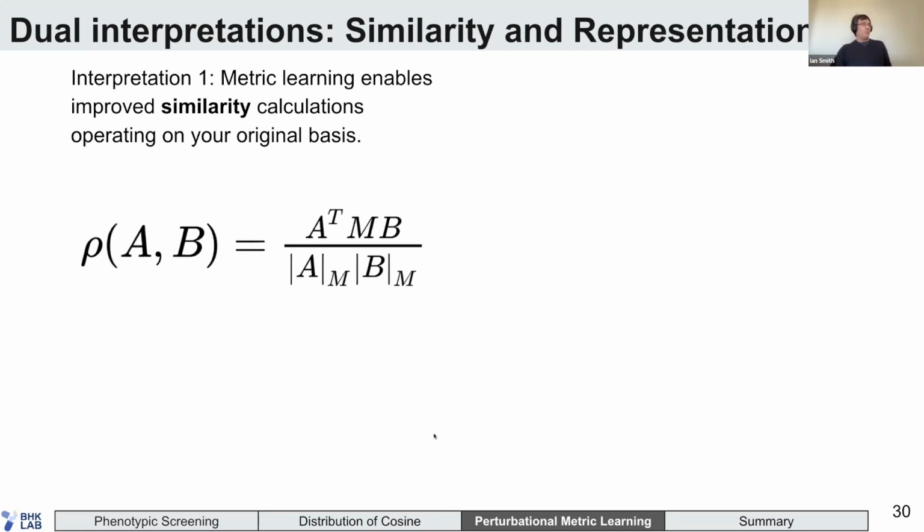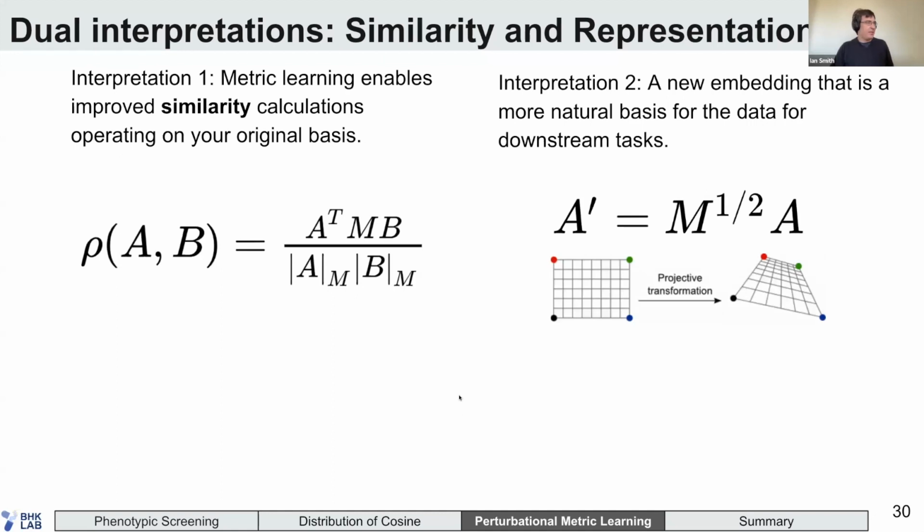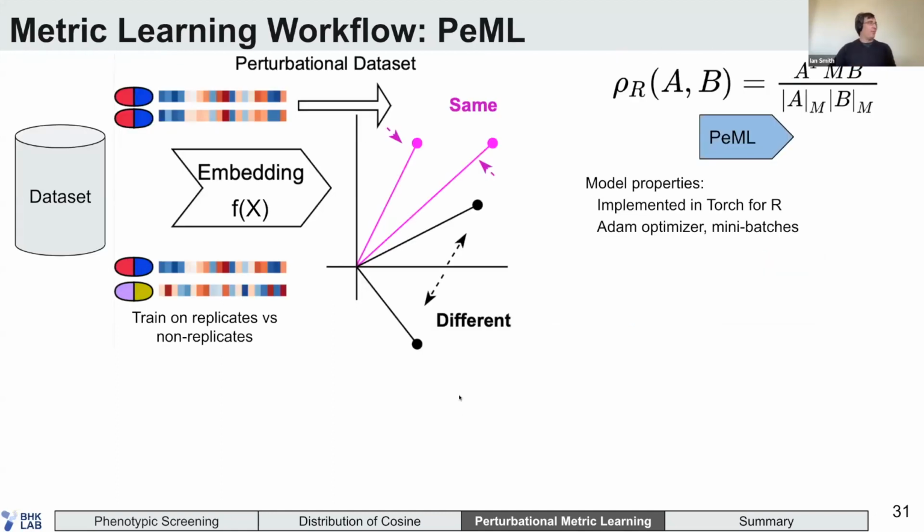Okay, so yes, there are dual interpretations. I'm going to skip ahead a little bit in the interest of time. So the workflow for PeML: you take a data set, you take pairs of replicates, which you assume to be similar, and treat this as your similar group. You have pairs of non-replicates, which you assume to be unrelated, even though some of them might actually be related. And then you learn an embedding to bring replicate pairs close together and keep non-replicates far apart. And this is our similarity function. I represent it with this little blue arrow in a lot of the subsequent slides.